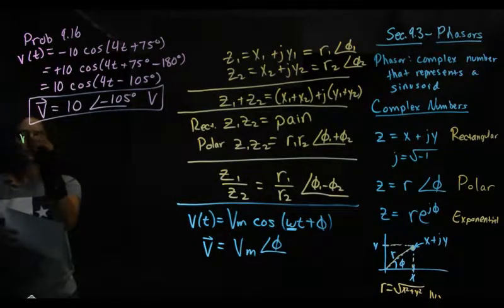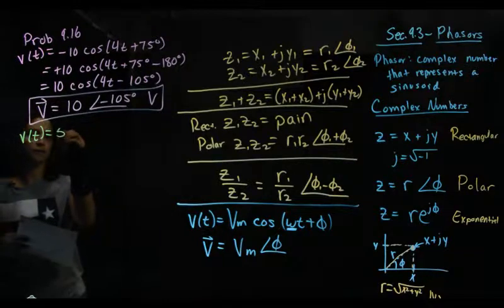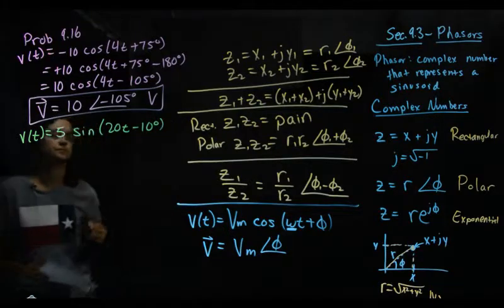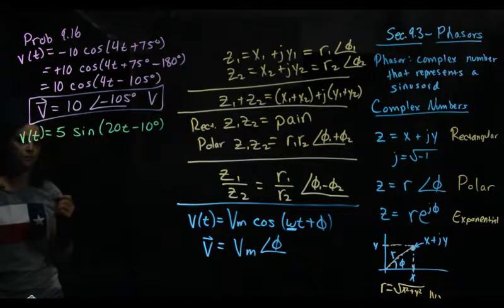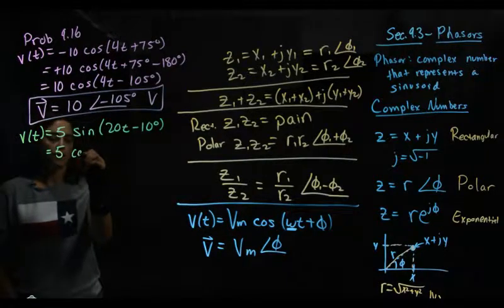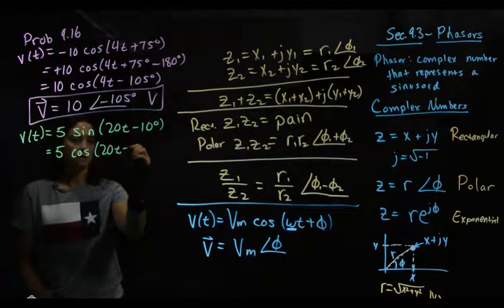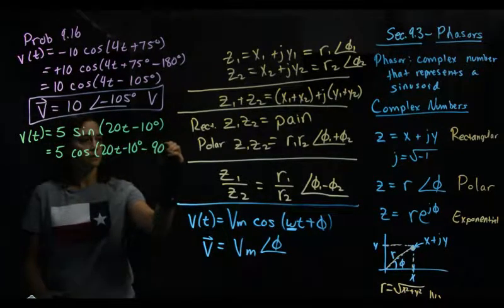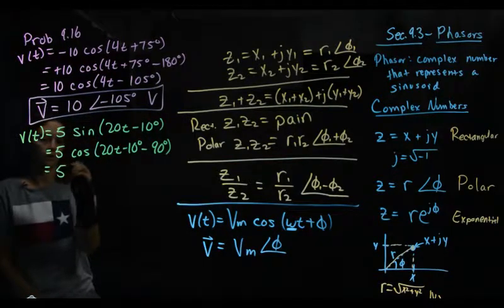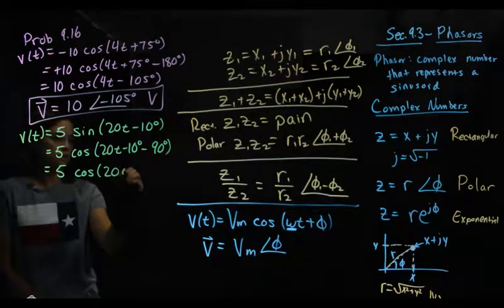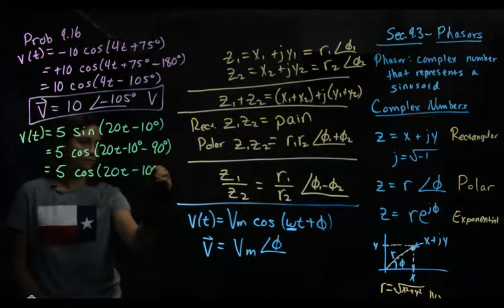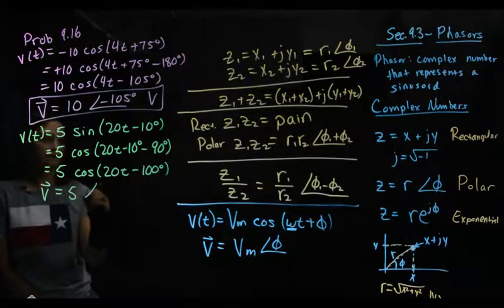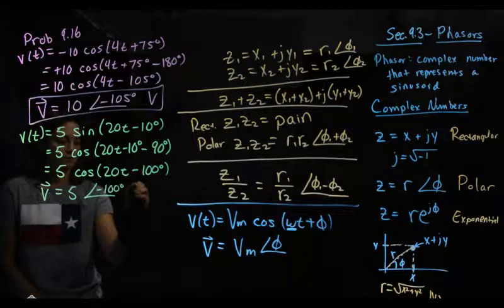We'll go down to one below it. V of t equals 5 sine 20t minus 10 degrees. All right, so it's a sine. I need to transfer that to a cosine. 5 cosine 20t minus 10 degrees. Going from sine to cosine, I need to subtract 90 degrees. 5 cosine 20t minus 100 degrees. And now my phasor notation is just 5 at an angle of minus 100 degrees volts.